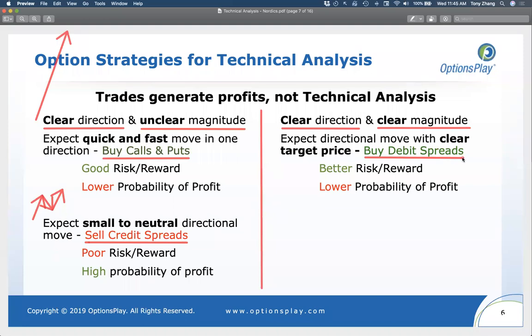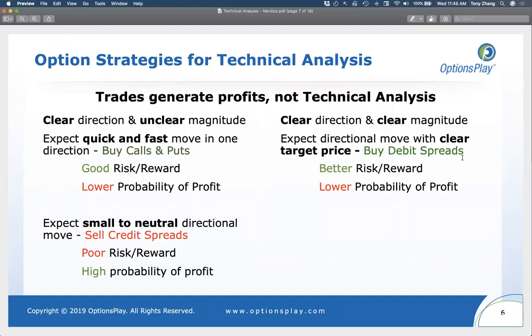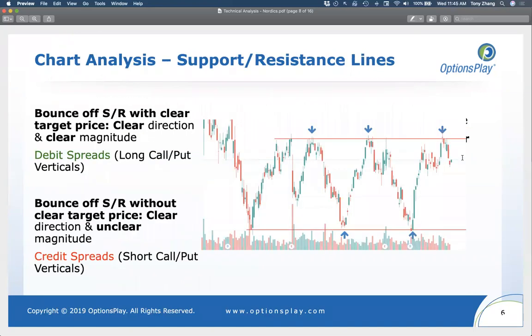But these are the two general categories you're going to find with technical analysis, where you have a clear sense for direction, but some of them you have clear sense for magnitude, other ones you don't. And it's important that you think about that when you're placing your options trade, because that's going to help you determine whether or not you are deploying your capital as efficiently as possible.